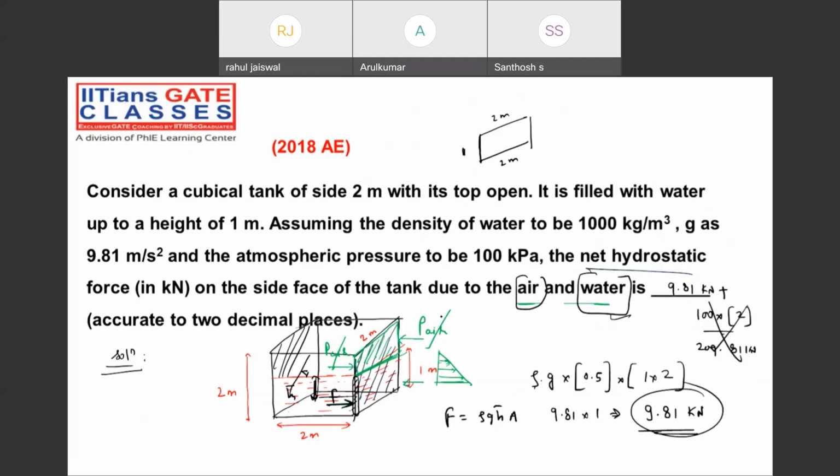You can't say you are sitting in a room, the atmospheric pressure force is acting in your room only, not outside of your room. It's not like that. Whatever the wall of your room is there, that is facing the atmospheric pressure force from inside as well as outside. Yes or no? Yes. Right. So that's a very important question. A lot of students committed the mistake during those years as 209.81 kilonewton. That is absolutely incorrect. And of course, that is not a 1 mark, 2 mark question.